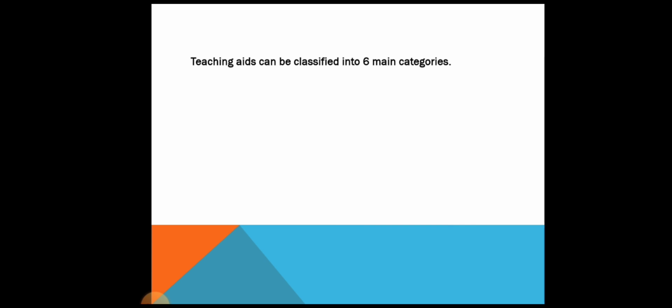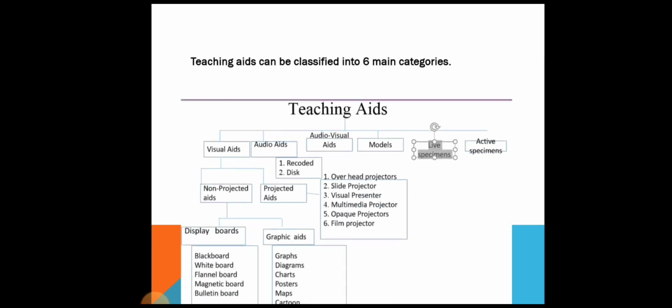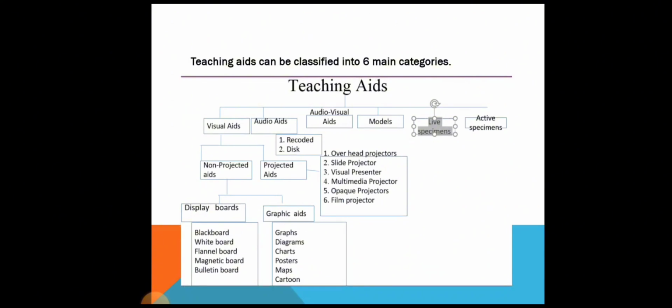Teaching aids can be classified into 6 main categories. So let's see the classification of teaching aids. So this is the classification of teaching aids. Teaching aids can be divided into visual aids, audio visual aids, models, live specimens and active specimens. Visual aids can be divided into 2 categories. They are non-projected aids and projected aids.